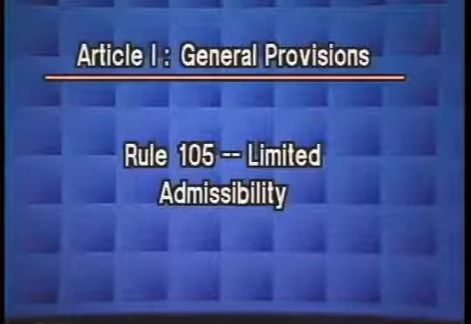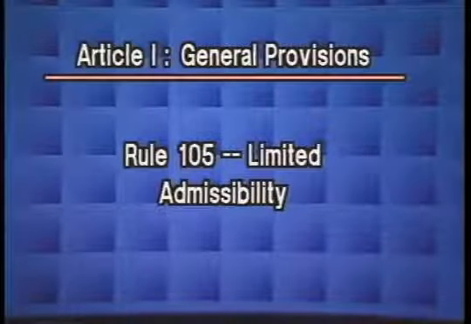Rule 105 merely says the obvious on limited admissibility. If evidence is admissible only for a limited purpose, receive it for that limited purpose and tell the jury. That's all that Rule 105 is saying, and you would operate that way in your court even if you didn't have Rule 105. So you need no longer concern yourself with Rule 105.